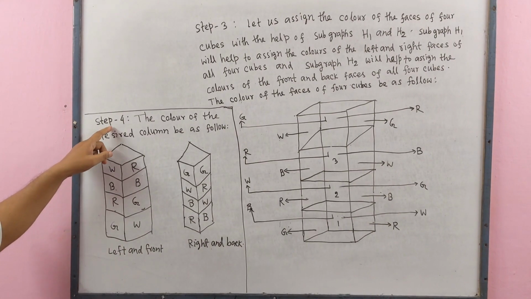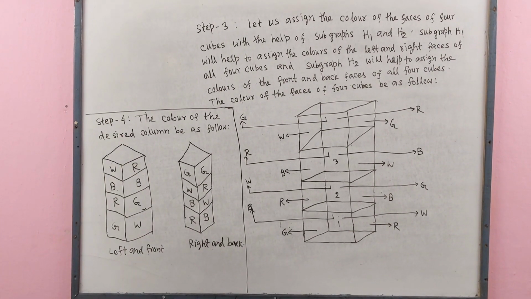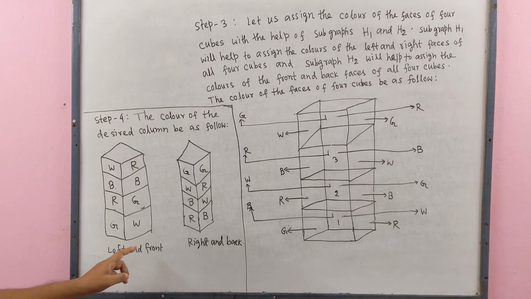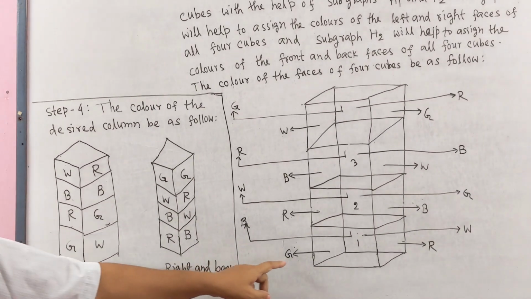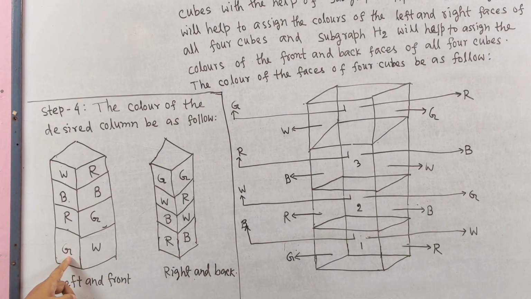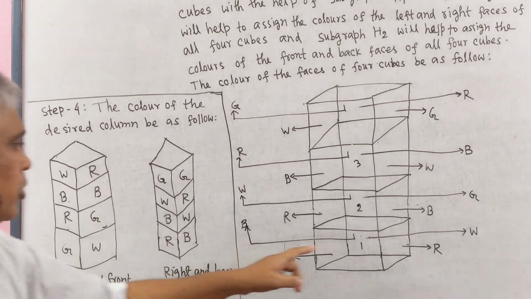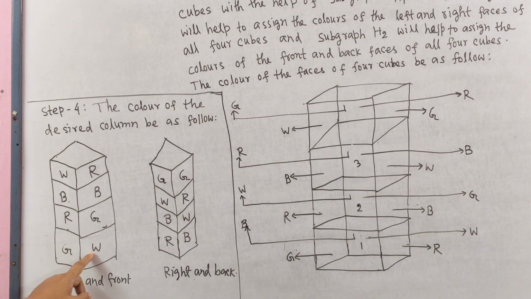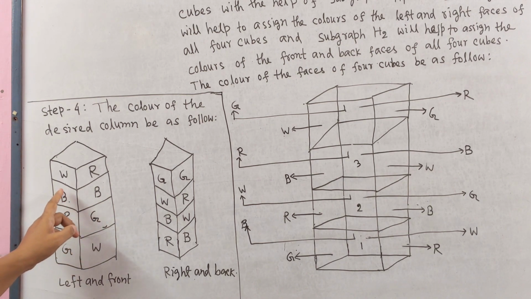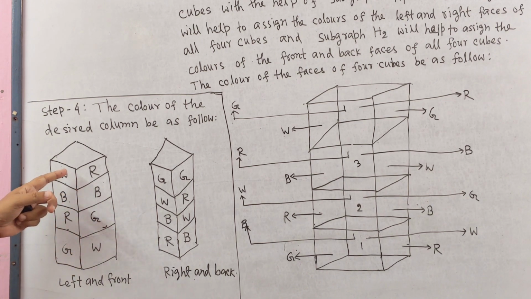Now we go to step 4. The colors of the desired column are as follows. This is left and front. Here for left we see G color for the first cube, and for front here W. Similarly, we may give the colors of the second cube's left and front, and similarly the third and fourth.